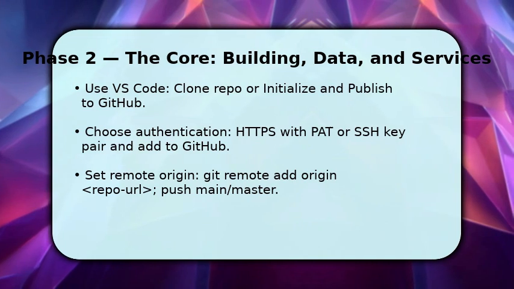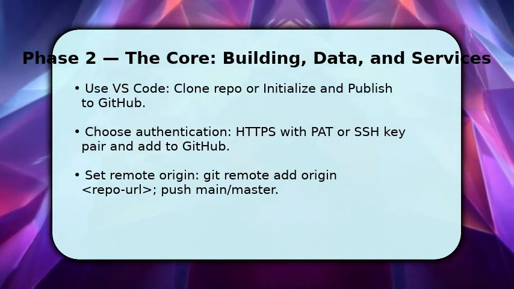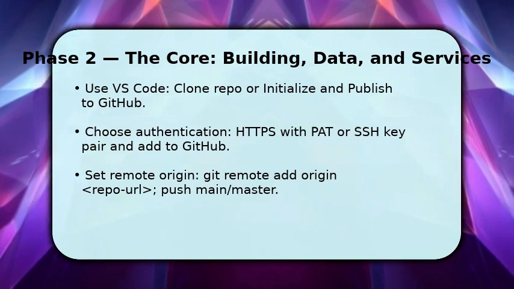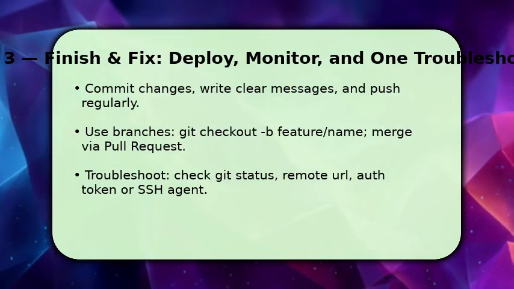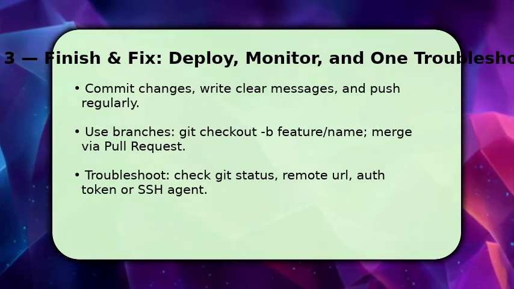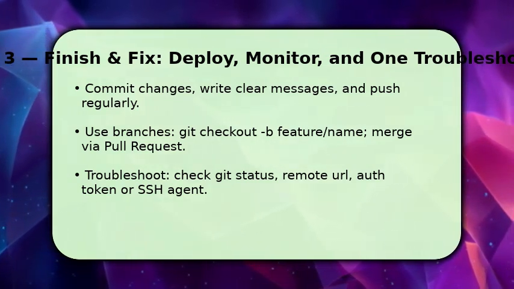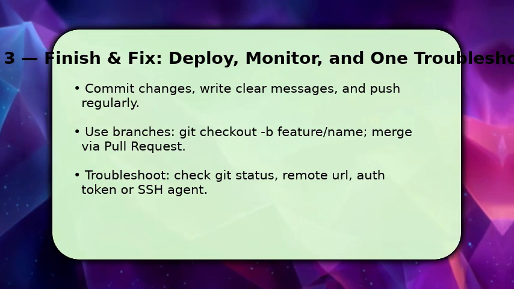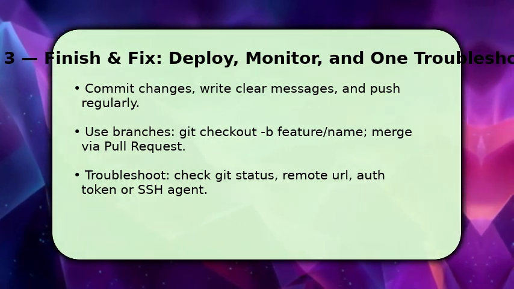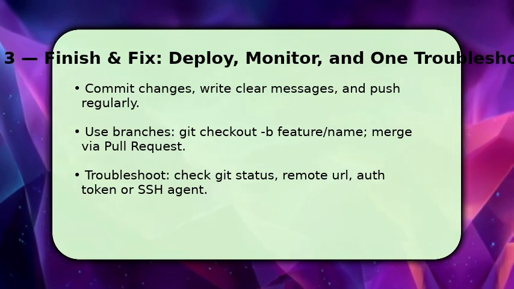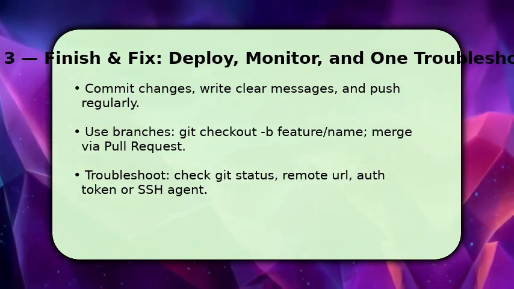Make sure to set branch tracking so future git push and pull operations sync automatically. You finish by establishing a routine: commit locally, write descriptive messages, and push to keep GitHub updated. Use feature branches, git checkout -b feature/size to isolate work, then open a pull request to merge. This maintains a clean history.